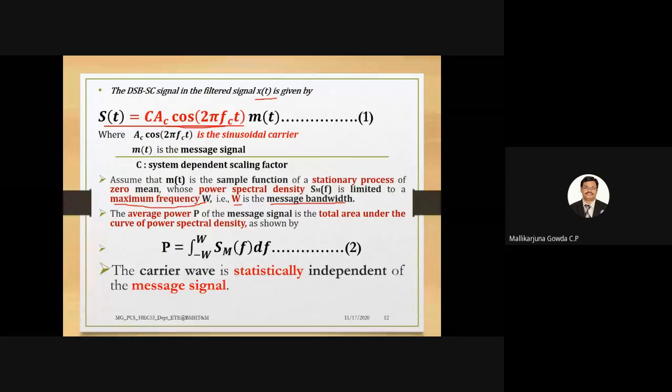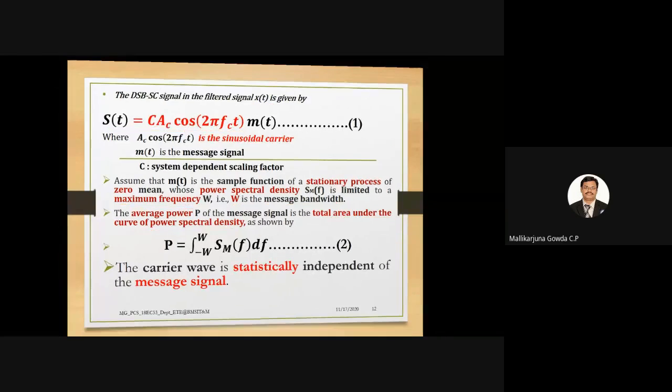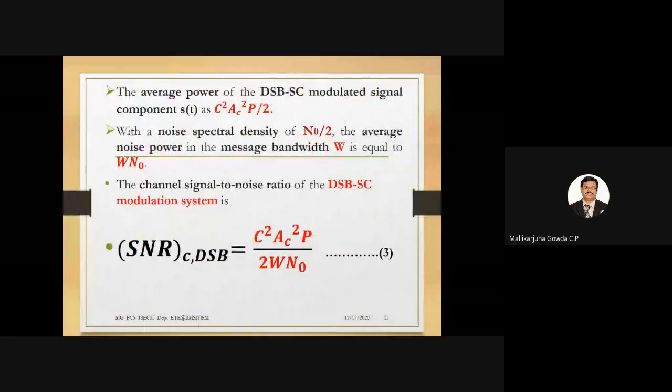Then we are going to calculate the average power of that message signal. The average power of the message signal is the total area under the power spectral density of the message signal. So we can write the average power as the integral from minus W to W of S_M(f) df, because the power spectral density of the message signal lies within this frequency range. And I said the carrier wave is statistically independent of the message signal.